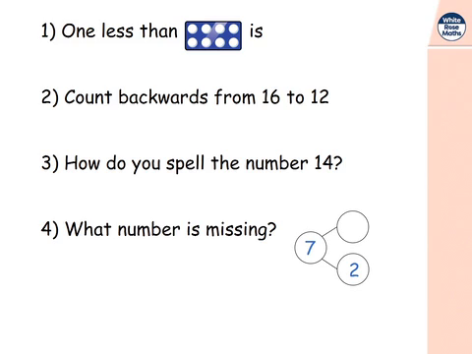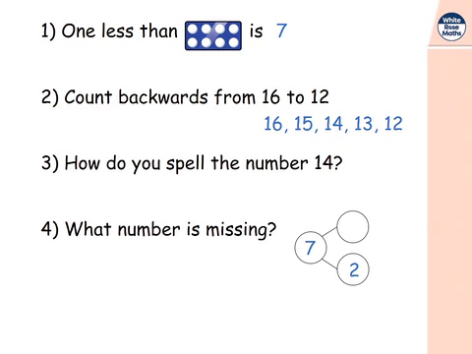And now it's time to go over the answers. Question 1. 1 less than 8 is 7. Let's count backwards from 16 to 12, and we'll do it together. 16, 15, 14, 13, 12.